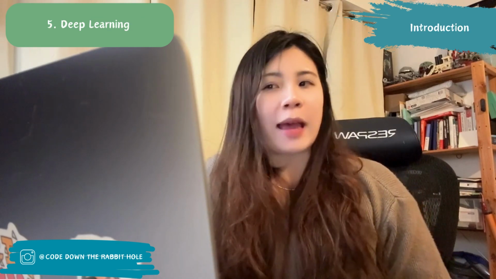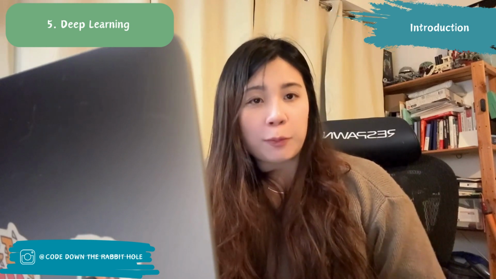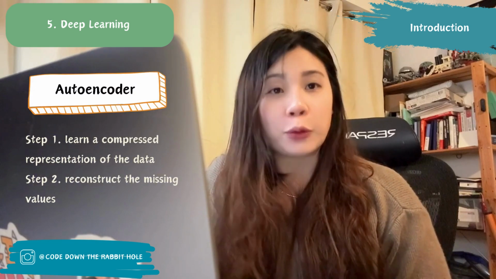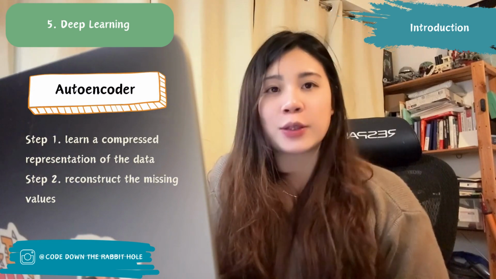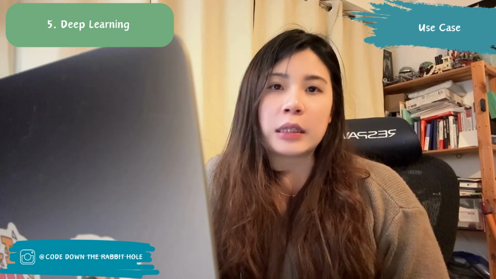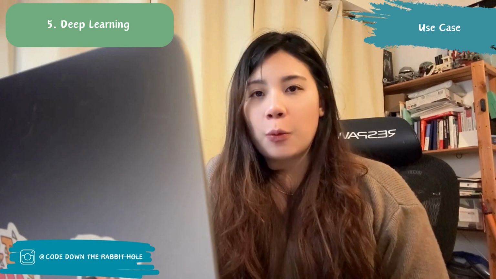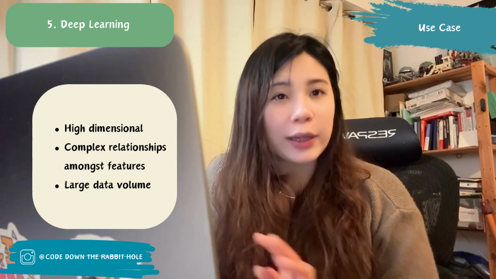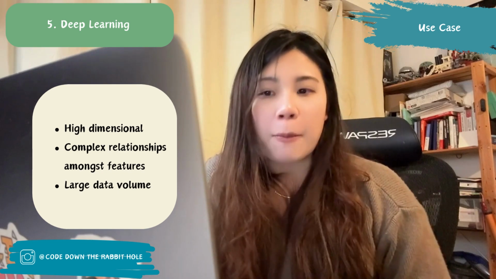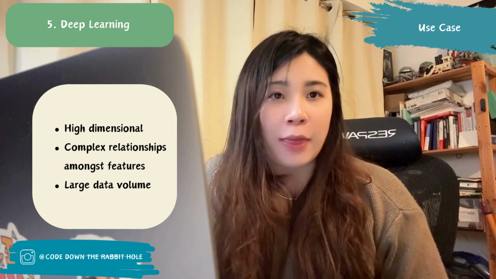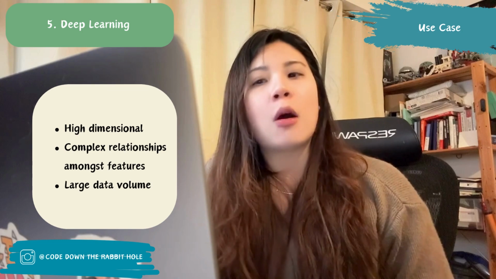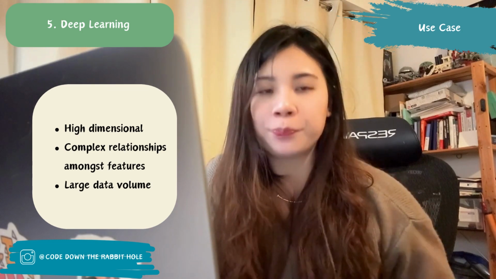Next, there are some advanced model-based methods for you to impute the missing data. You can utilize deep learning if you would like to. Autoencoders are one of the common ways to impute the missing data. When it comes to utilizing deep learning models to impute the missing data, usually the data is high dimensional and or it has complex relationships that the simple methods we mentioned earlier cannot capture accurately, or the data volume is large.